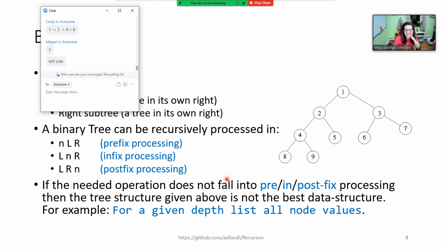We have a tree and we process the tree node, left, right. We did the node 1, and then we recursively call the tree for the left side. And when we're done processing it, we will call it recursively for the right side. So let's do the processing of the left subtree, which is a tree in its own right. How do we process the tree that starts with 2? Did I speak way too much and not everybody understood what I said?